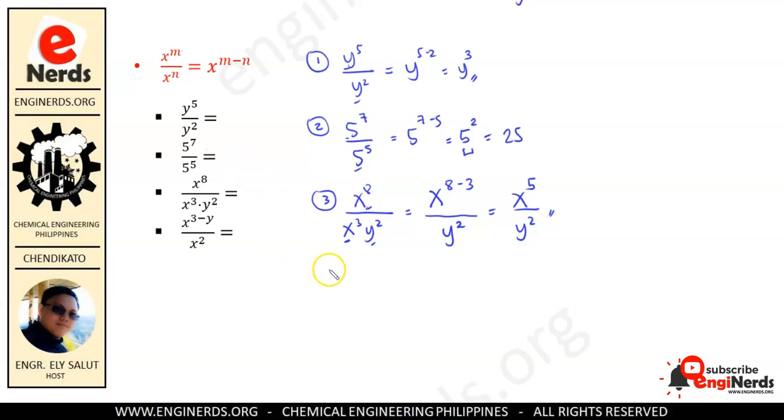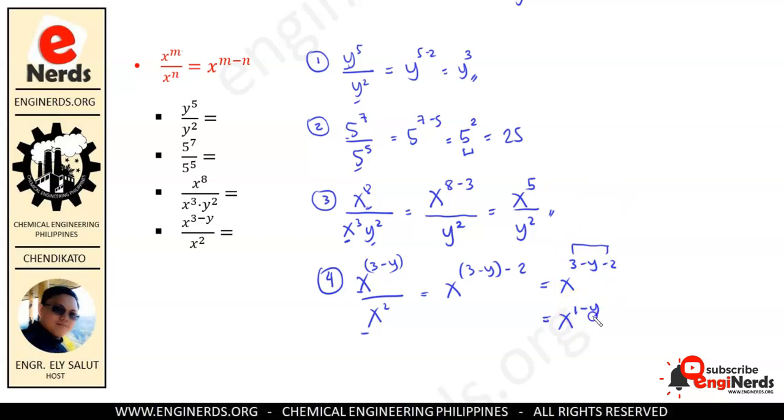And then, our last problem, we have here x to the 3 minus y over x squared. So, here, guys, the exponent is the whole thing, 3 minus y, okay? So, the base is the same, so what will happen is we will subtract. So, we have x to the 3 minus y minus 2. This is equal to x to the 3 minus y minus 2. So, this is equal to x, 3 minus 2 is equal to positive 1. So, we have 1 minus y. So, that's our answer for this.